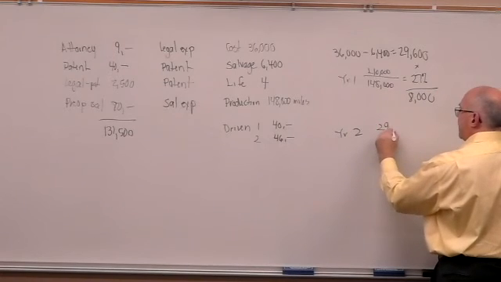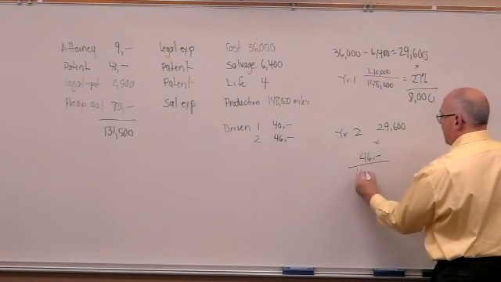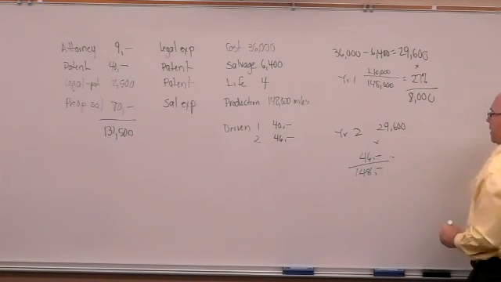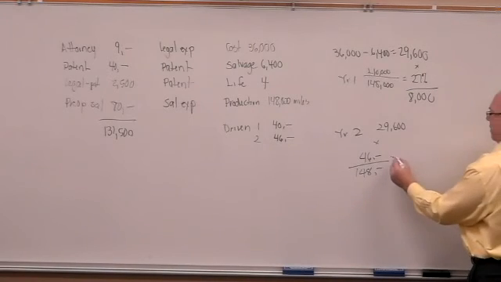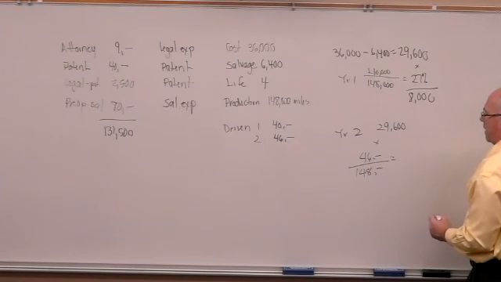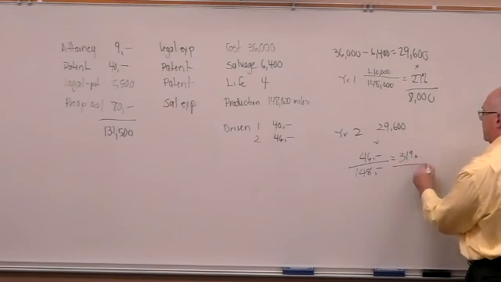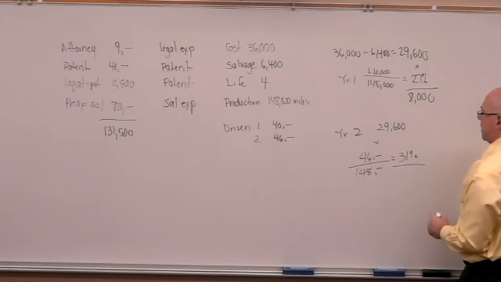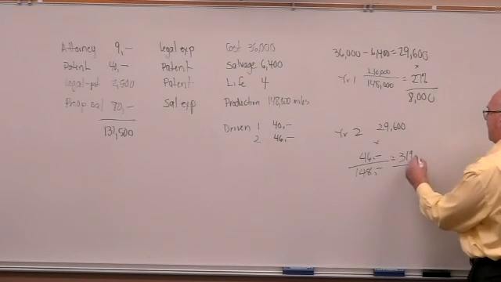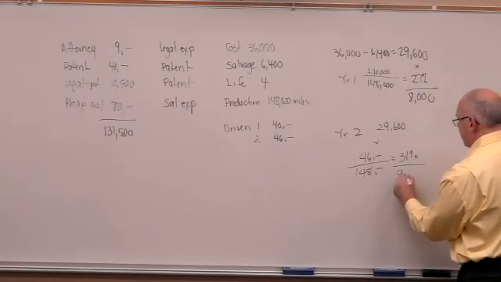times 46,000 over 148,000. What's 46 over 148? 31%. So 31% times 29.6 is how much? $9,200.